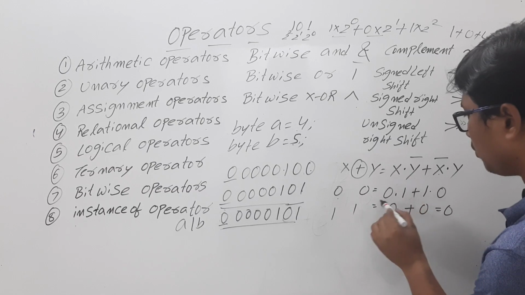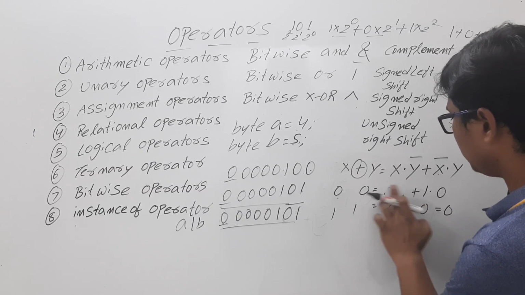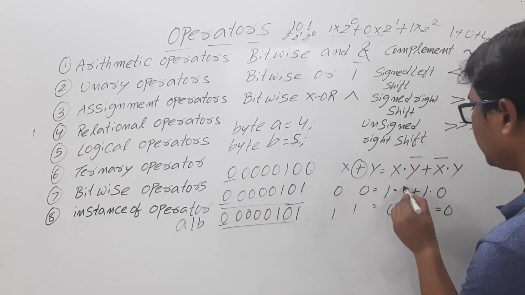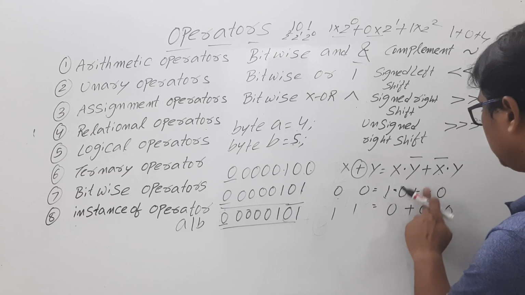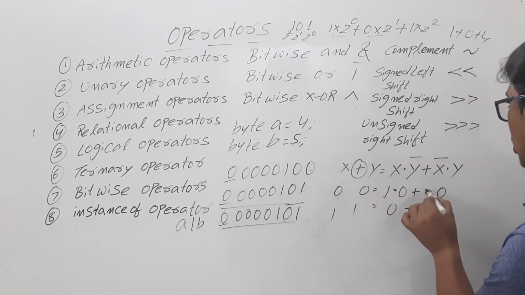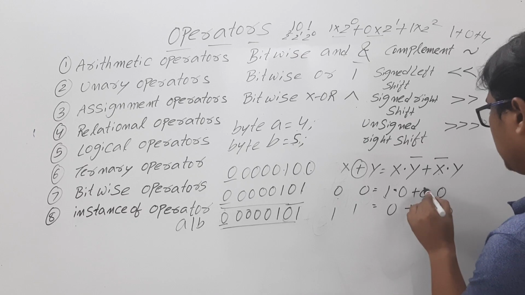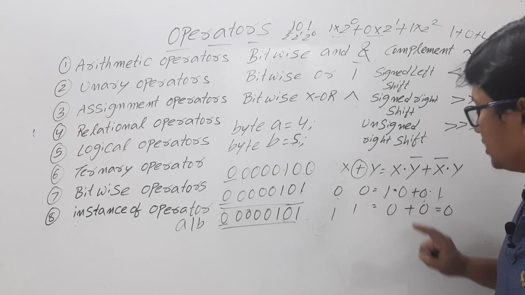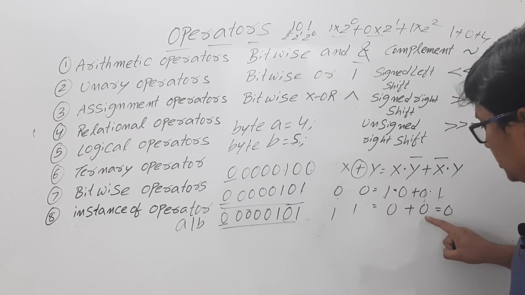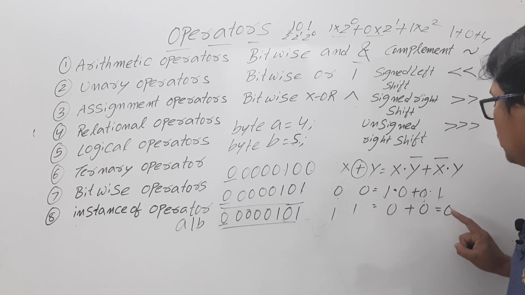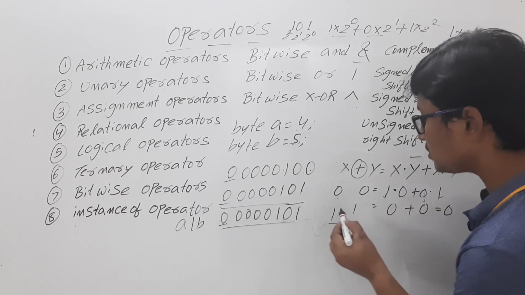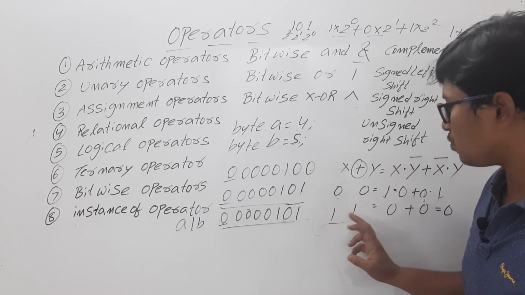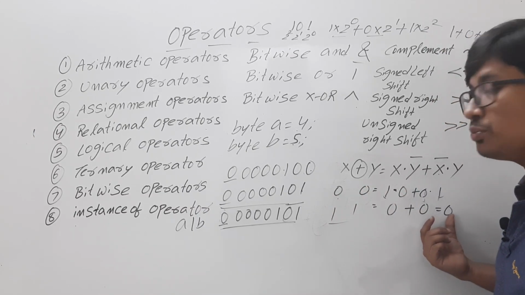If you take 1 and 1 also, look here: 1 bitwise and 1's complement will be 0. Then X value is 1, 1's complement will be 0, and then this is 1. Again you take it: 1 bitwise and 0 will be 0, 0 bitwise and 0 will be 0, 0 bitwise or 0 will be 0. So if both the inputs are same, when x is 0 and y is 0, similarly when x is 1 and y is 1, you are getting the output as 0.